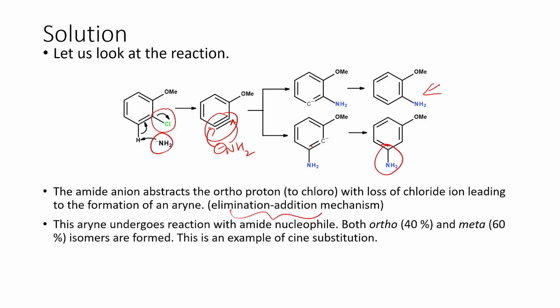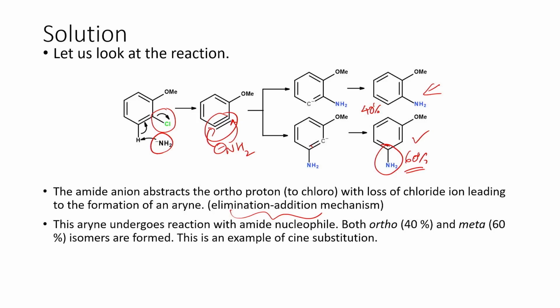Of course, both the products will be formed in this particular case, but the ortho isomer will be formed at around 40% and the meta isomer will be formed in 60% yield. So in other words, the meta isomer is the major product that will be formed in this reaction. Of course, the ortho product will also be formed in this reaction. So we have both the ortho and the meta product formed in this reaction.